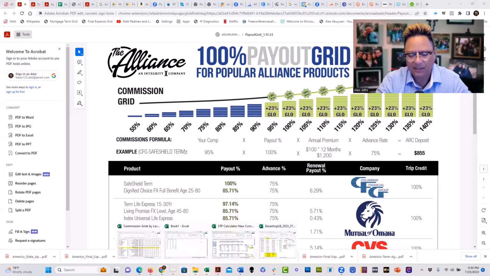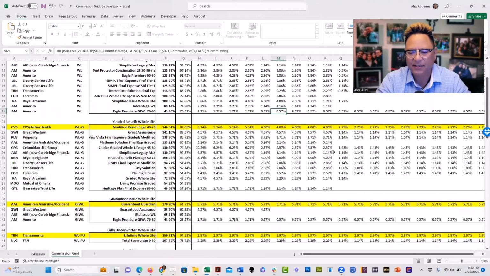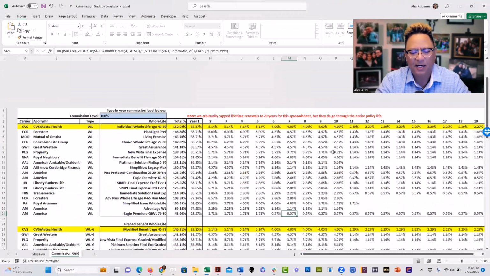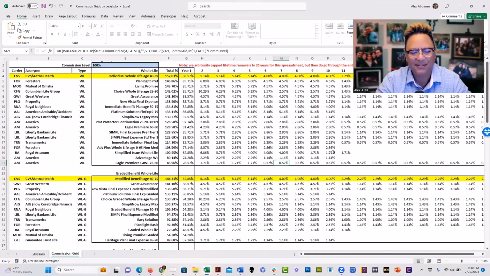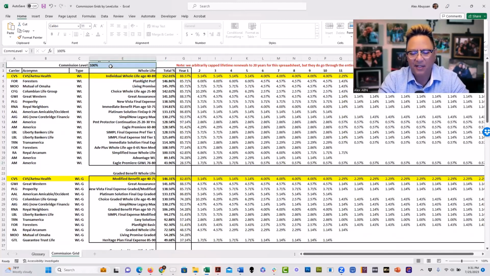This is really what it looks like. Mr. Nerd here, I took every dadgum commission grid and I put it in a spreadsheet, so you can see what the effective commission rates are. If you're at the 100 level, these are the payouts for every carrier, most of our carriers, and I've categorized it by whole life.